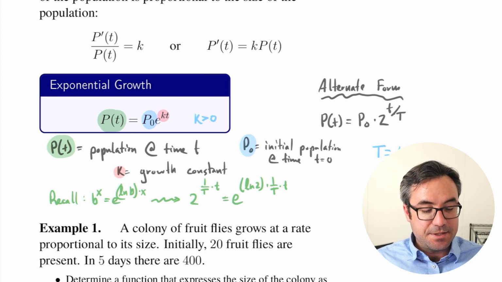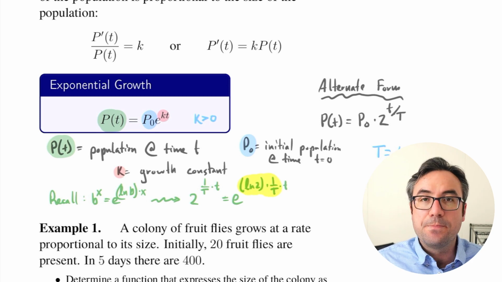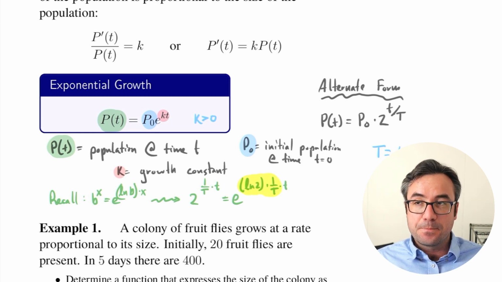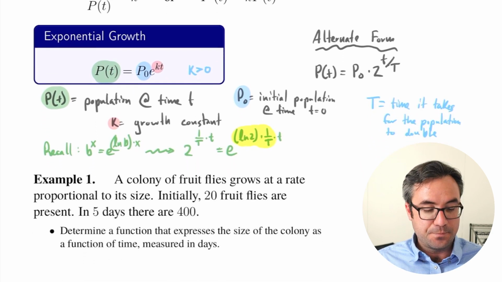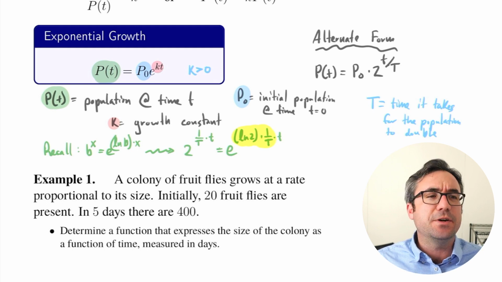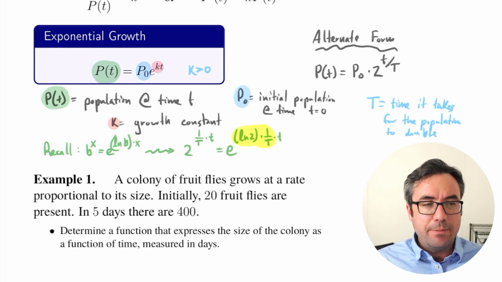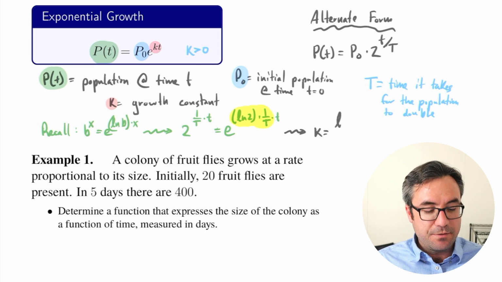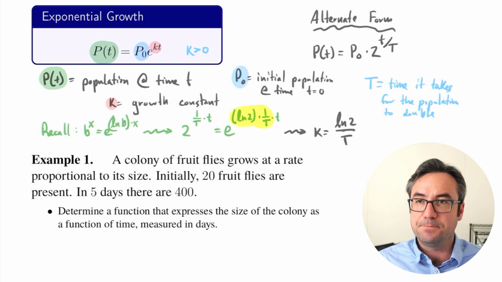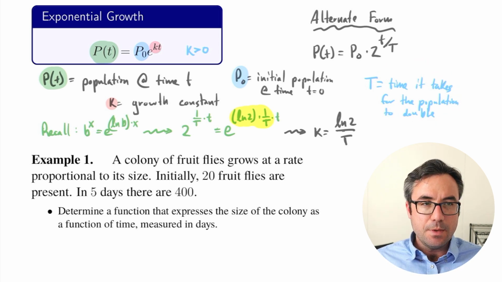And it's this natural log 2 times 1 over T, this is going to be our k value. And we'll be able to figure this out as we go along as well. So it's not necessary to memorize this, but it's helpful to recognize that our growth constant k, we can also think of as natural log 2 over capital T, the time it takes for our population to double.